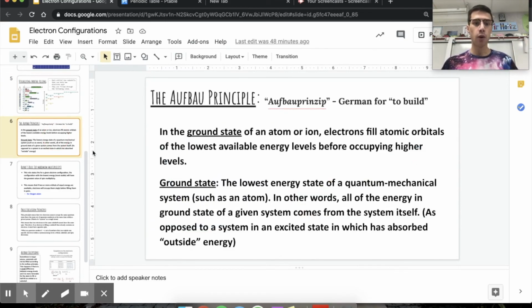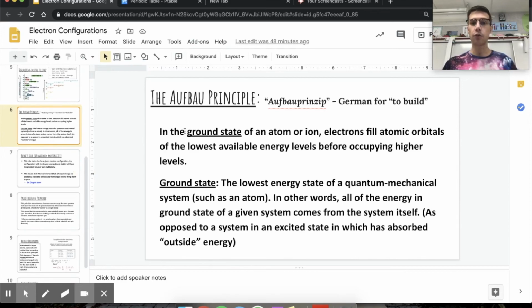Okay, now what we're going to be learning here is that in the ground state of an atom or ion, remember the ground state is the lowest energy level, electrons fill atomic orbitals of the lowest available energy levels before occupying higher levels. Now, this is almost always going to be the case when we go through these problems until we come across ions. Okay, now we'll get to that later. But when we're talking about the simpler versions of these problems, it's really just going to say, write out the electron configuration for calcium or for a calcium atom.